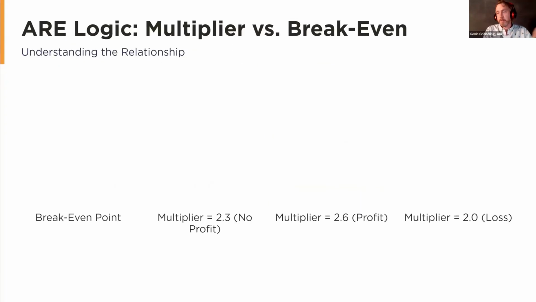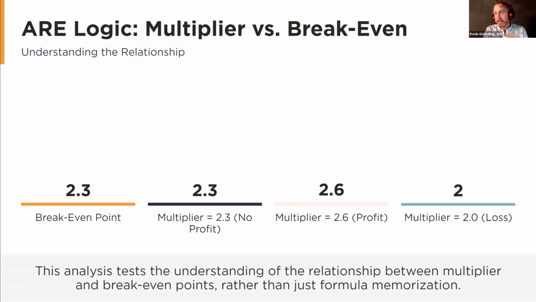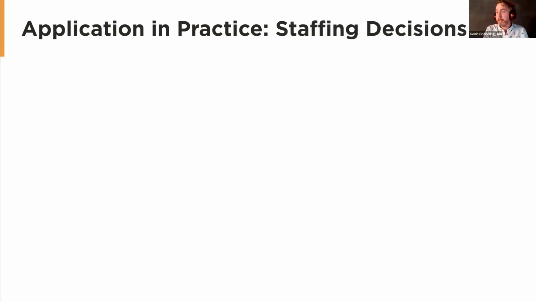So let's talk about that then. Just to give you another visual of this, this is probably the most important thing to understand: the impact of what that multiplier and break-even benchmark is saying. So if your break-even point is 2.3 and your multiplier for what you're billing is 2.3, then you're not making any profit. If your multiplier is 2.6, you're making some profit. And if your multiplier is 2, you're losing money. So this is your basic understanding of what that break-even is relative to a multiplier analysis. Let's get into it in practice.